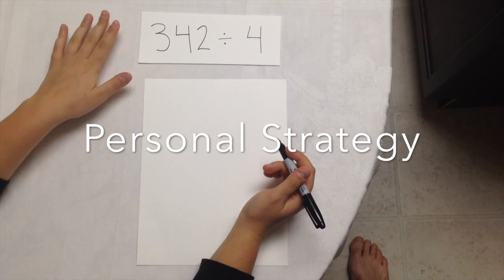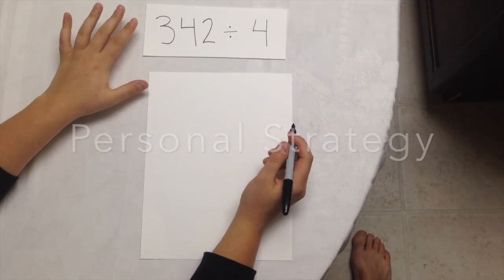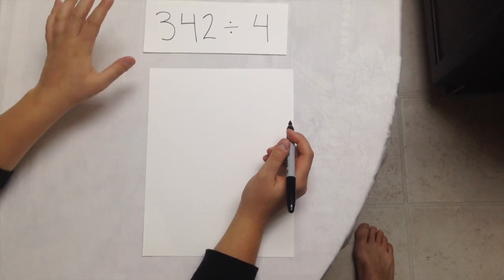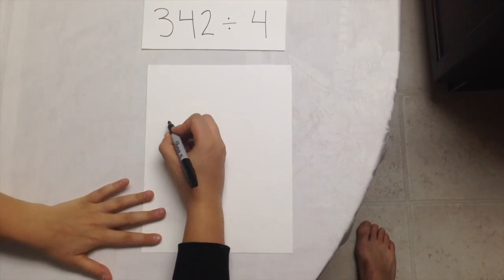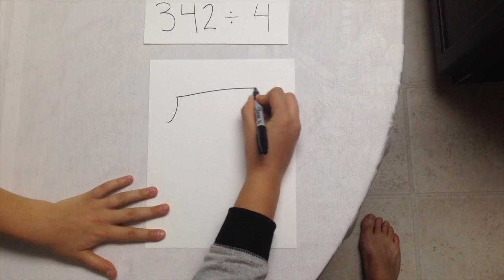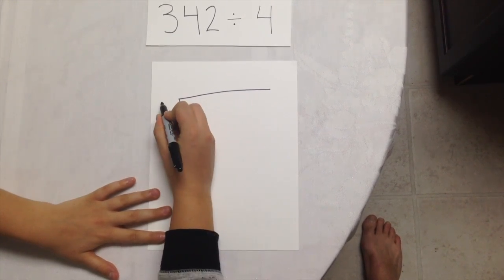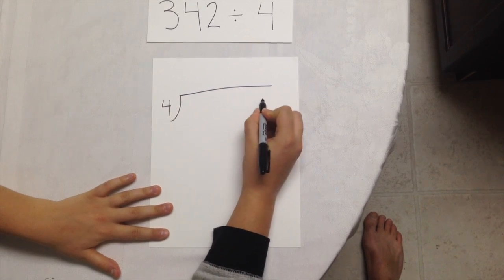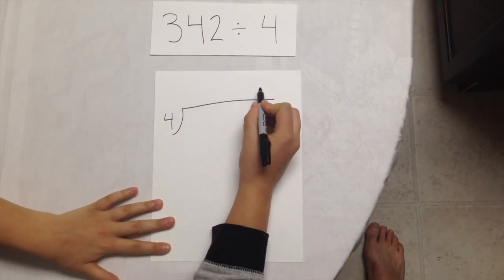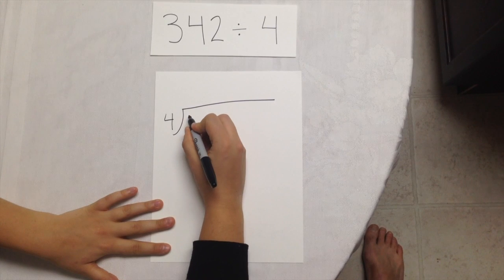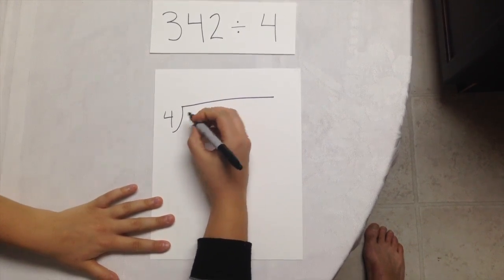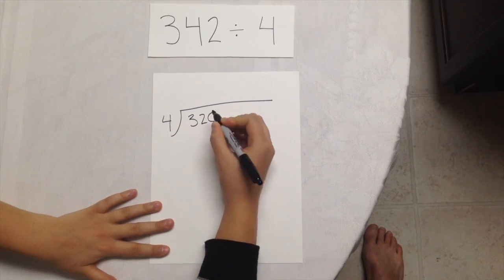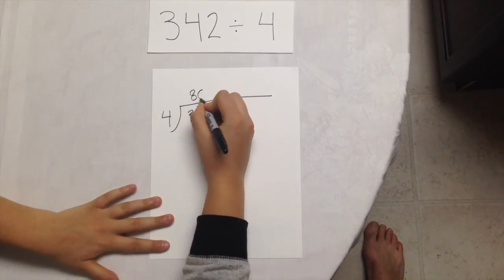Okay, so now I'll be showing you a personal strategy. So this one is about splitting the dividend up into more divisible pieces. So I'll reformat the question here. So I'll put my divisor here, and I'll be splitting up my dividend under here and putting my quotient on top. So I know that 320 is divisible by 4 and that the quotient is 80, so I can record that. And I'll put my quotient on top.